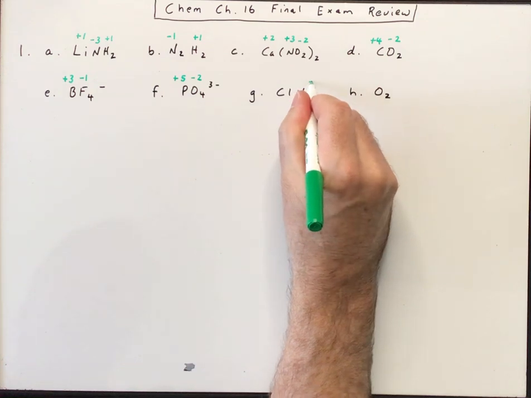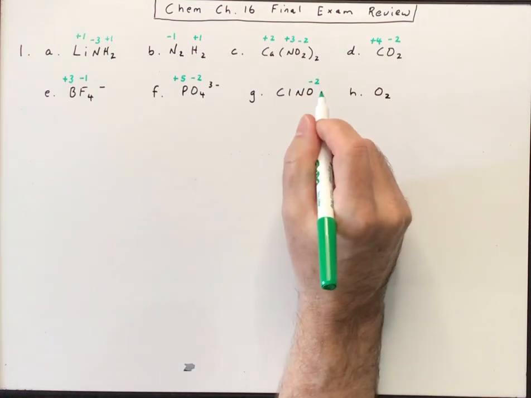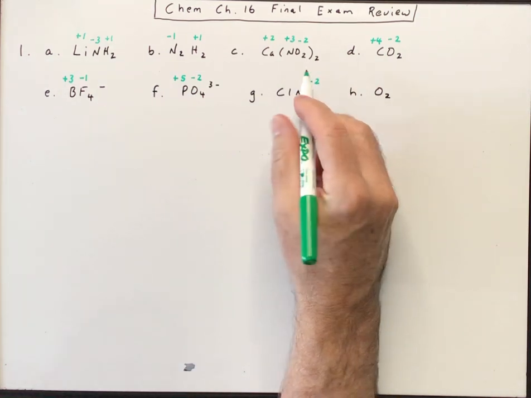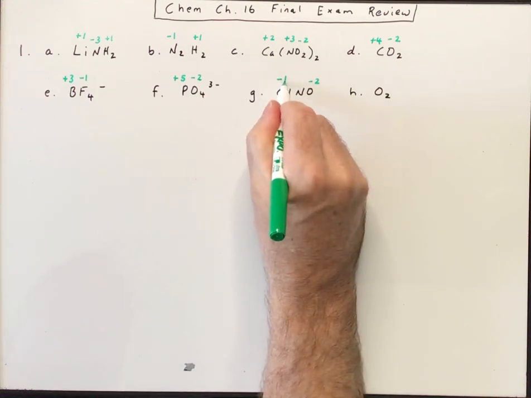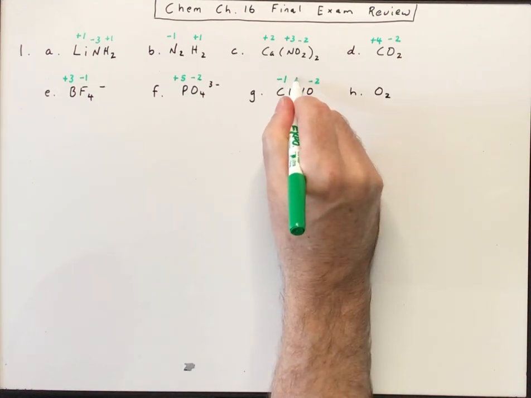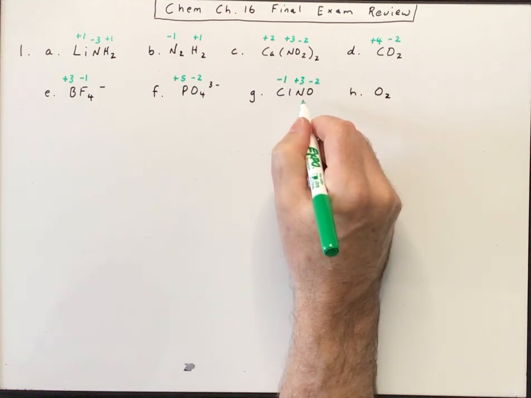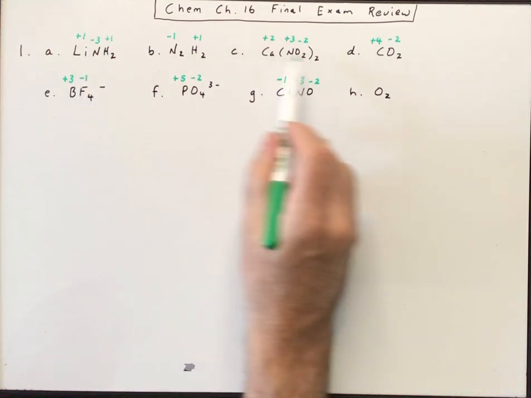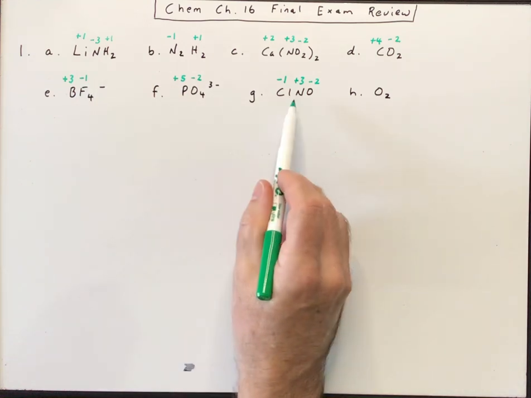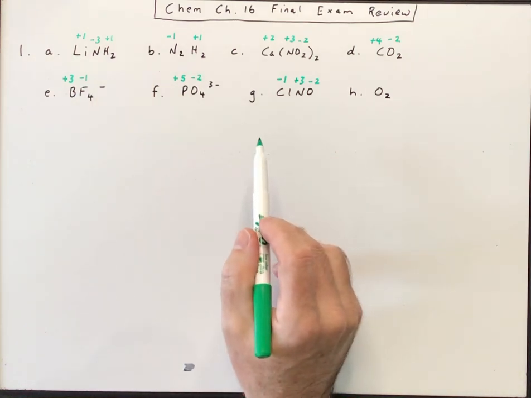ClNO, so we have -2 for oxygen. We're going to have to go to rule 7 for chlorine. It's in column 7, so it would be -1. So that would force nitrogen to be +3. Nitrogen's a real wild card. You can see the nitrogens in all of these compounds are pretty much different.